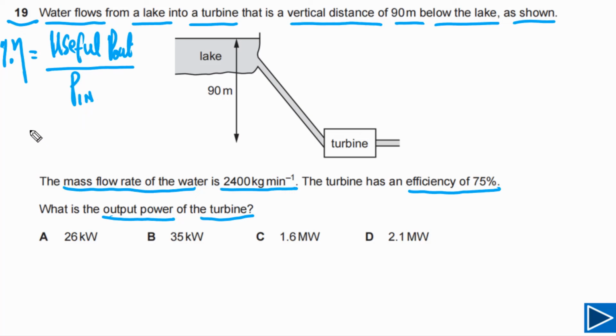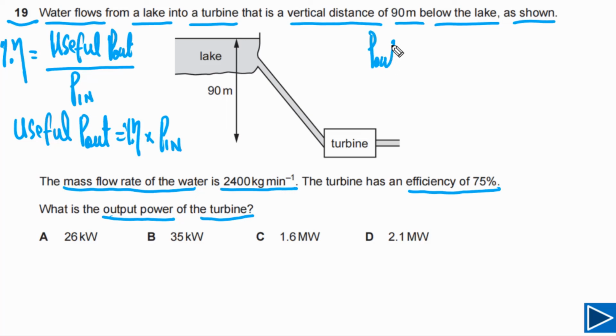For this question we need to find out useful power output. So simply we will write here useful power output, or simply P out. That will be equal to the percentage efficiency times P in, and then we can calculate the value of useful P out.